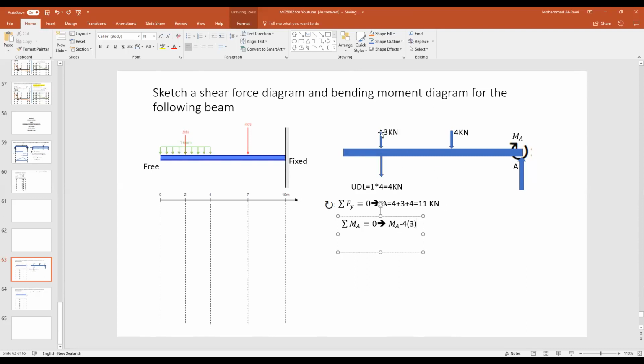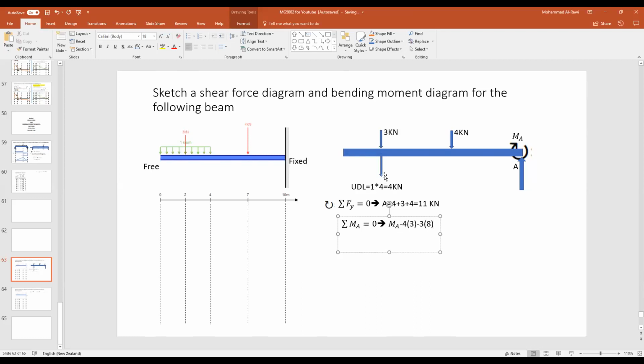Now, again, you have 3 kilonewtons. So that's again another point load. So it will be minus because it will rotate the beam in that direction, and MA will try to prevent that rotation. Otherwise, we'll collapse the system. So again, we have 3, the point load, times what? The distance, from 3 to MA, from 2 to 10. So technically 10 minus 2 is equal to 8 meters.